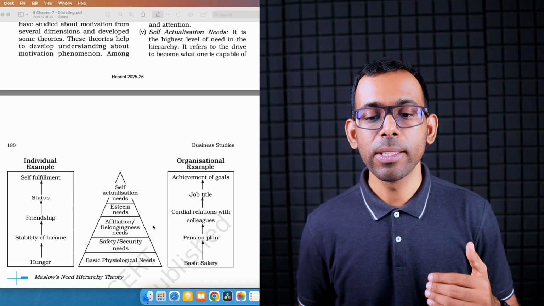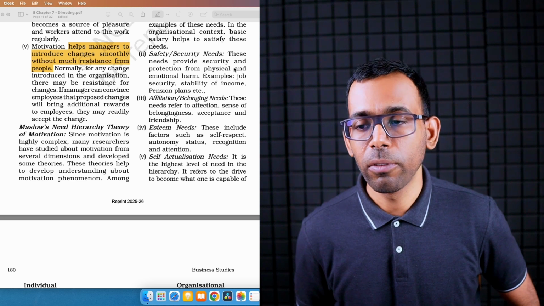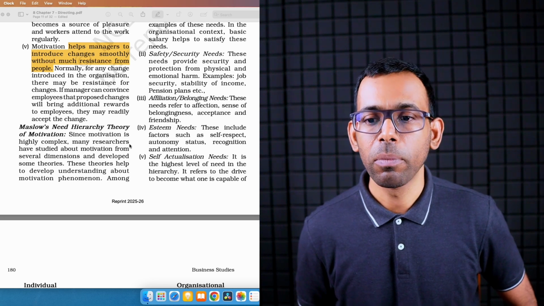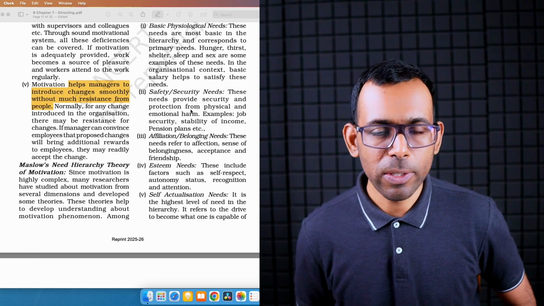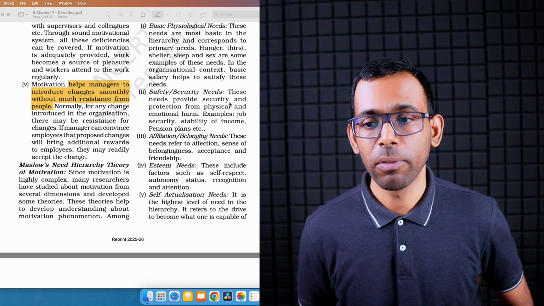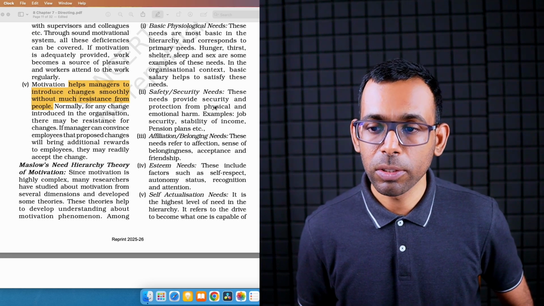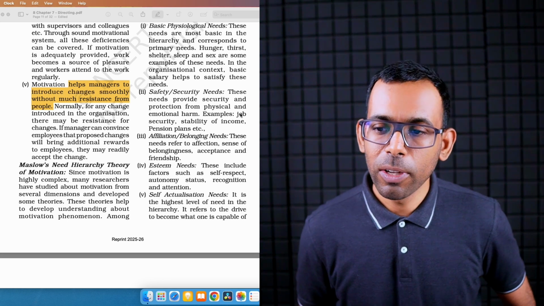The second thing is safety and security needs. These needs provide security and protection from physical and emotional harm. This is also pretty much similar to the first one. It is also about safety, it is also about survival, but it is about an individual's survival. Job security, this is too advanced, I will say.